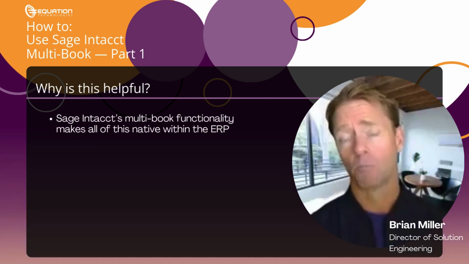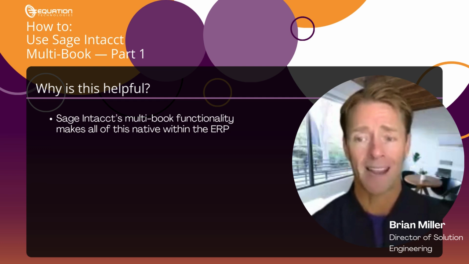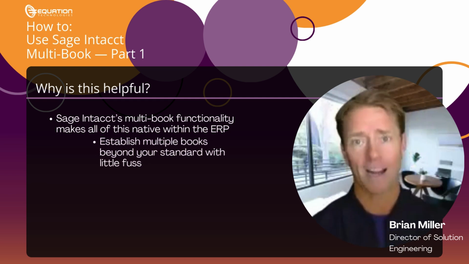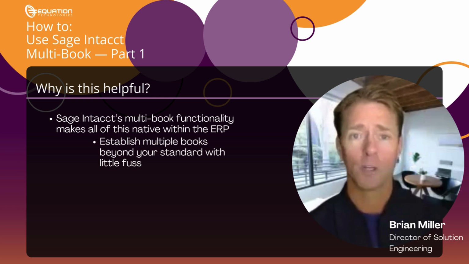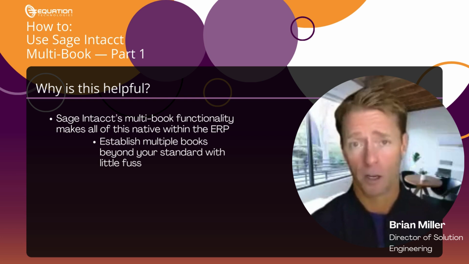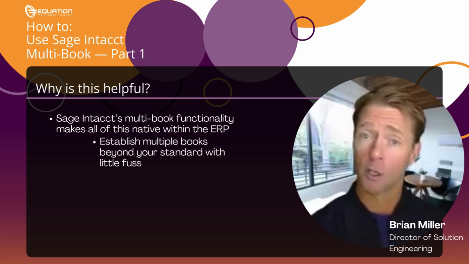Well, with Sage Intacct's multi-book functionality, that is native to the system. We can establish more than just our standard, let's say, accrual book or our cash basis book. We can have a US GAAP reporting book. We can turn on a tax adjusting reporting book, right? And these are native configurations.